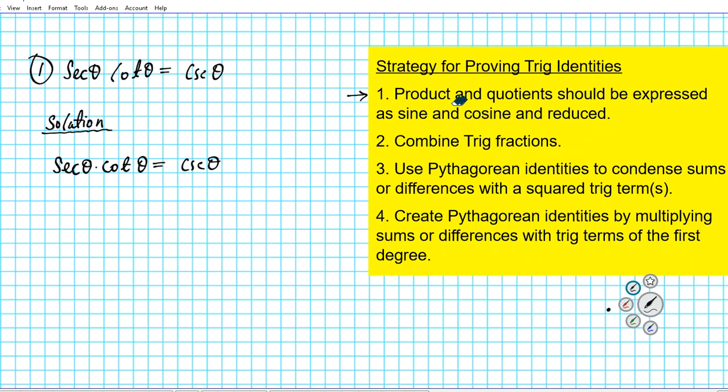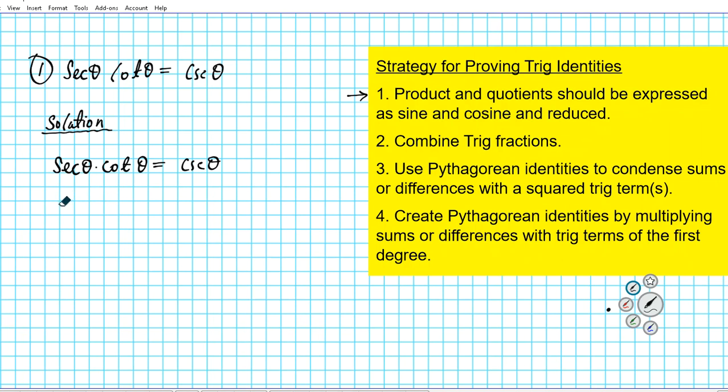The reason why we are expressing the products or quotients of trig functions in terms of sine and cosine is to enable us to see if there are common factors that can be reduced away so that you can carry out your proof. If you look at secant theta and cotangent theta, we can't really tell if there are common factors that can be cancelled out when these two trig functions are multiplied. So we're going to express them using sine and cosine only and then proceed from there.